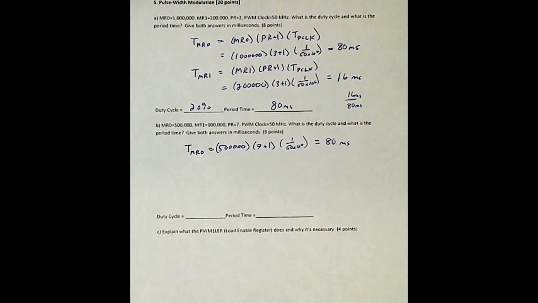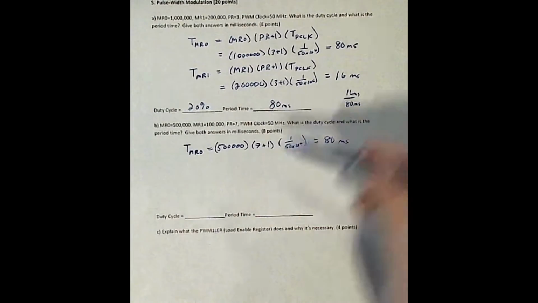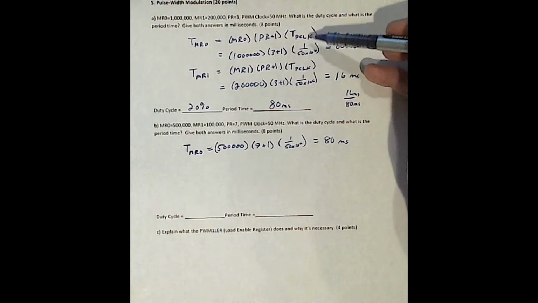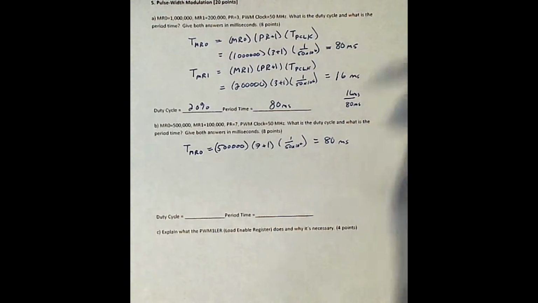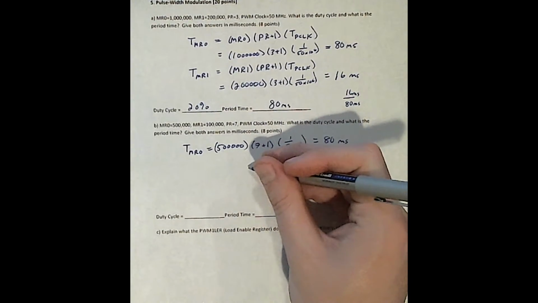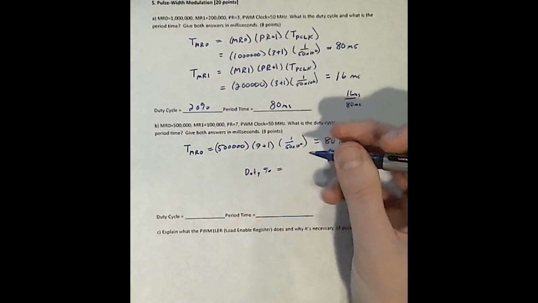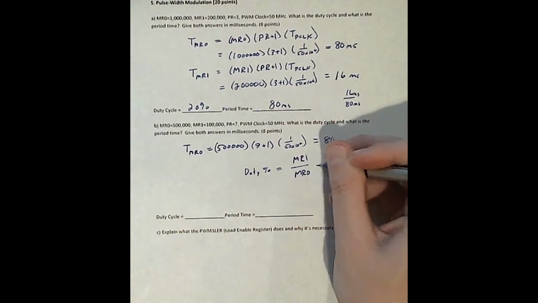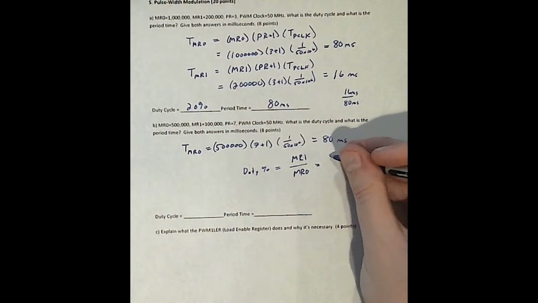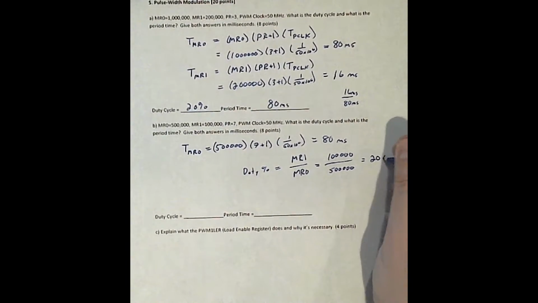So let's get the duty cycle the other way now. If we have MR1 and MR0, we can see that the PR plus 1 and the TPCLK are going to be the same for both of these, right? So we can actually just determine the duty cycle by doing duty percent is equal to MR1 divided by MR0, which is 100,000 divided by 500,000, and that's going to give us 20%.